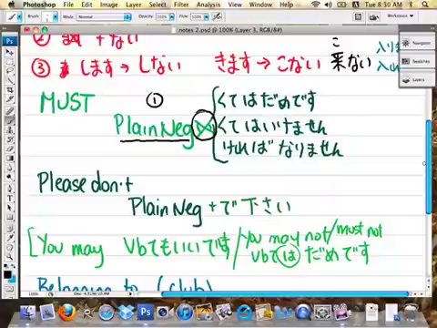Tabe narimasen. And in between it gets a little hazy. So step 1, make the plain negative. Step 2, drop the E on the end. Now you're ready to add the must endings.